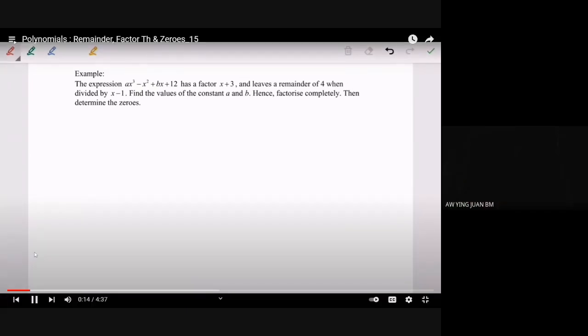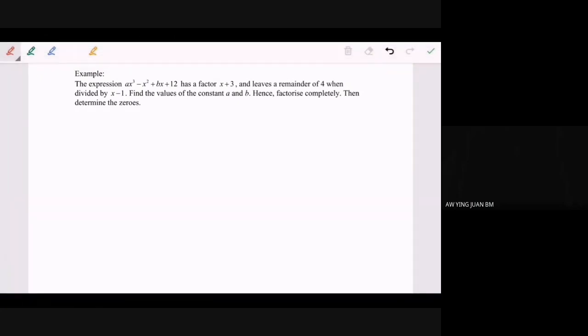The expression ax cubed minus ax squared plus bx plus 12 has a factor x plus 3.